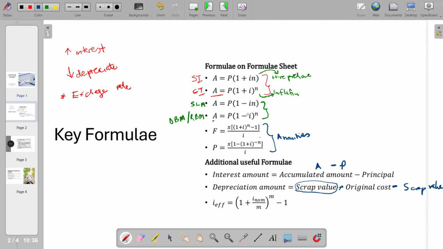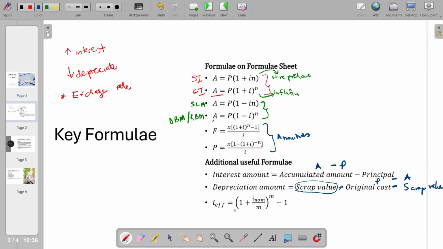In other words, based on our formula, it means P, which represents the original cost or the initial investment, minus A, and A will be the scrap value, or the residual value, or the book value. On top of that, you are supposed to be able to calculate what we call the effective annual rate.